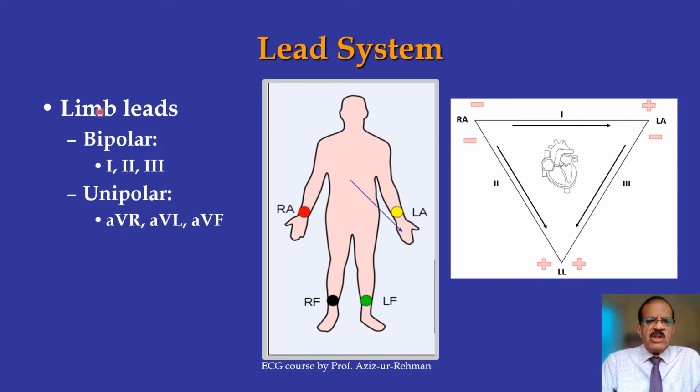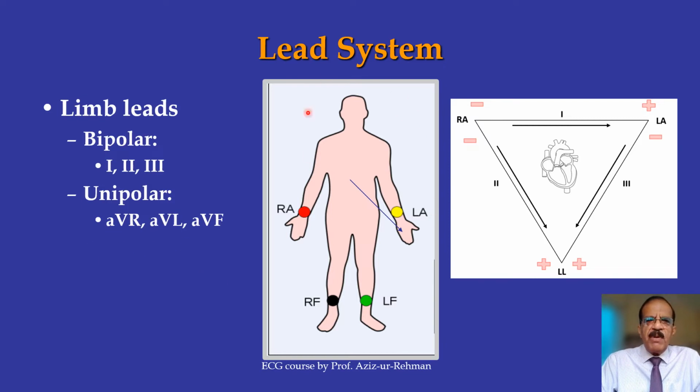This is the lead system. We have already discussed limb leads. We have bipolar 1, 2, 3, unipolar AVR, AVL, AVF. A is actually augmented. Somebody discovered this technique that by making this arrangement, they can augment certain leads. So these are the augmented leads.